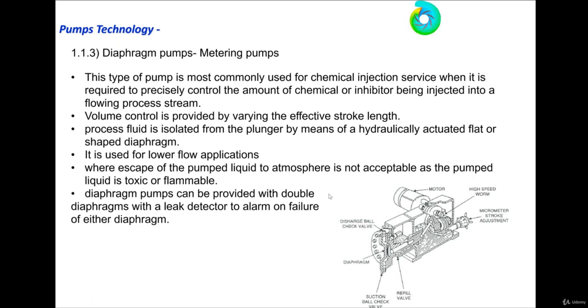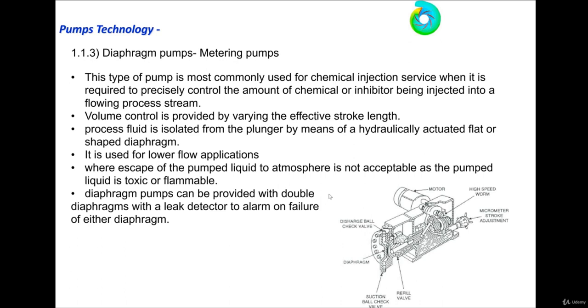Okay, the process fluid is isolated from the plunger. Where is the plunger? Yes, there is a plunger. The plunger is used to hydraulically actuate the diaphragm. The mechanical action comes from the motor shaft through the gears to the plunger, and the plunger moves an oil, and this oil, because it is incompressible, moves the diaphragm in the suction side and the discharge side.